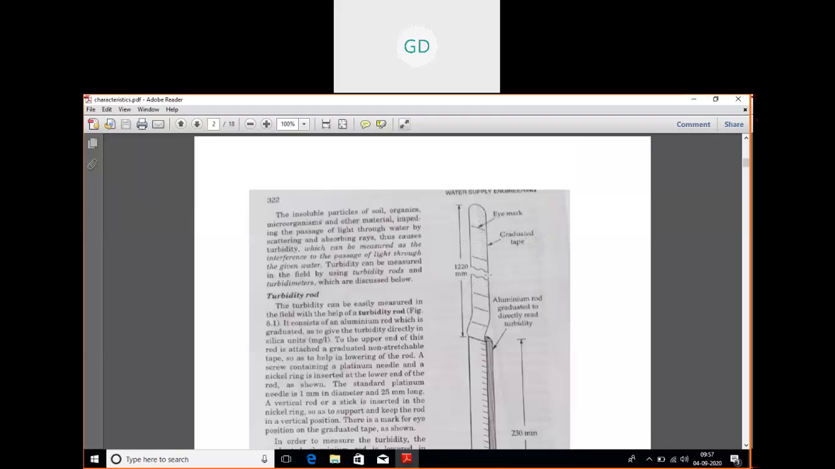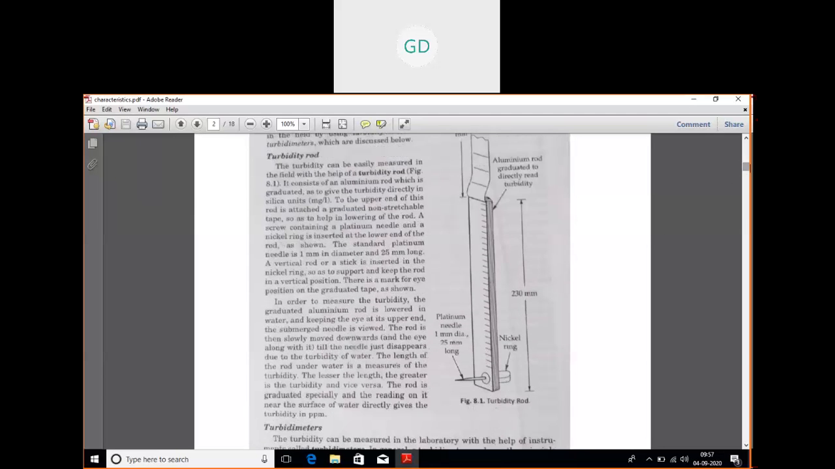Here a break line is given, and here it is an aluminium rod. This part is your aluminium rod, and it is 230 mm. Here a nickel ring is present at the bottom, and a platinum needle is also present.